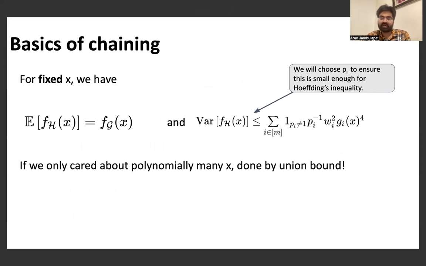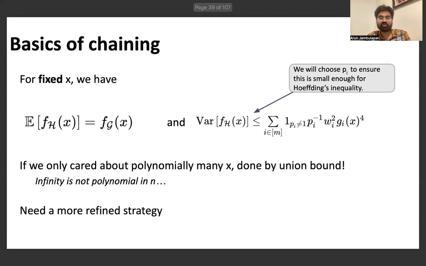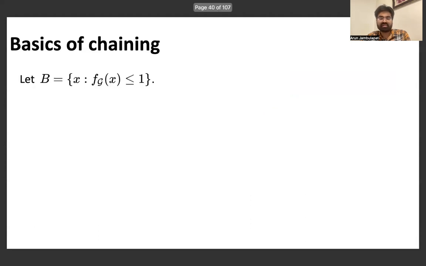Now, in fact, if we only cared about polynomially many x, if there's only some small number of x's we wanted this bound for, it would be immediately done by union bound. We could take Hoeffding's inequality, get a polynomial failure chance, and then union bound, and then be done. Unfortunately, we want this to hold for all x, and there's infinitely many of them, and infinity is not polynomial in the input size. So we're going to need a more refined strategy to getting a result.